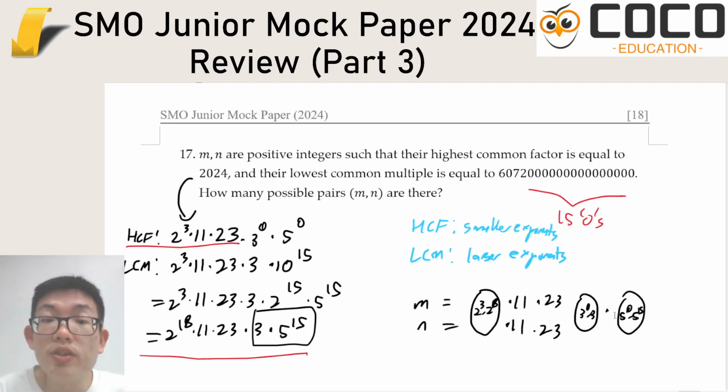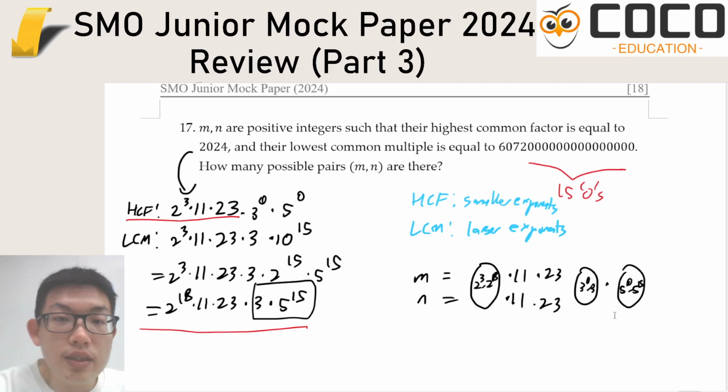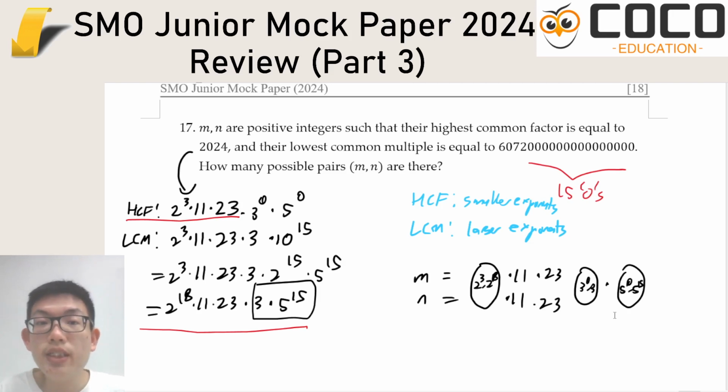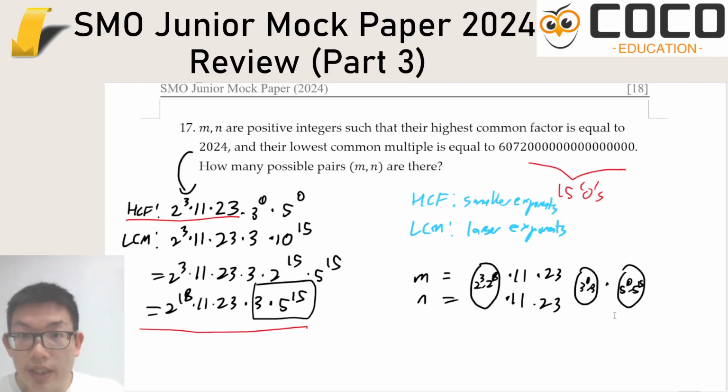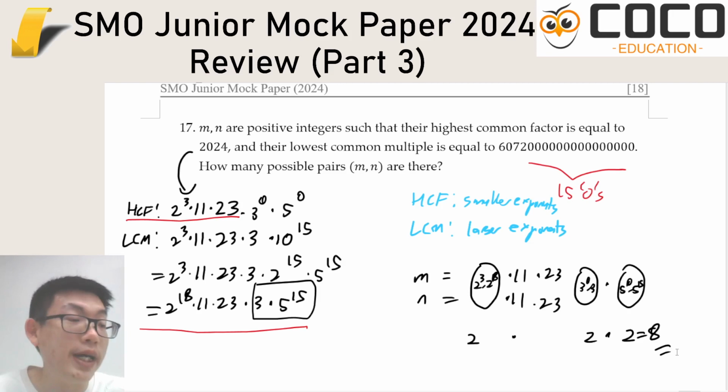Now the question asks you how many possible pairs there are. Take note that this does not have any constraint on which one is larger, and so by default whenever it says pairs, it means that the order matters. The order matters, and so you have 2 choices, 2 choices, and 2 choices, which gives you 8 possible pairs.